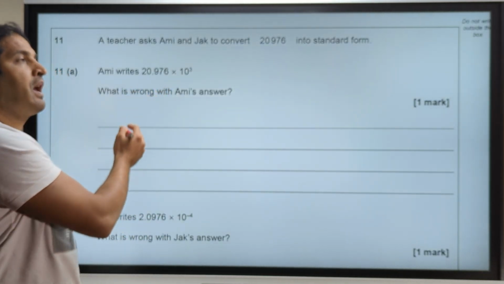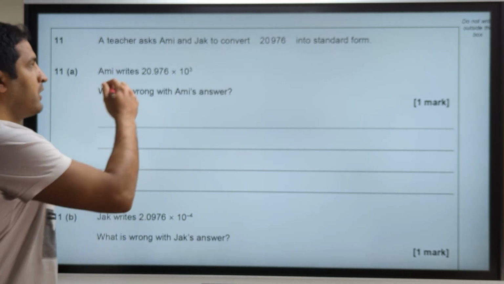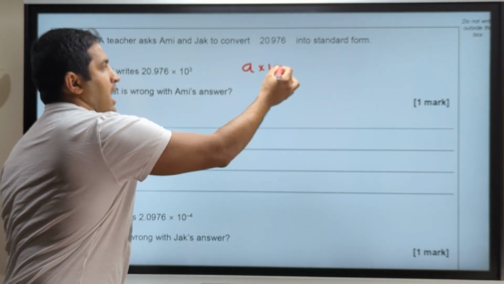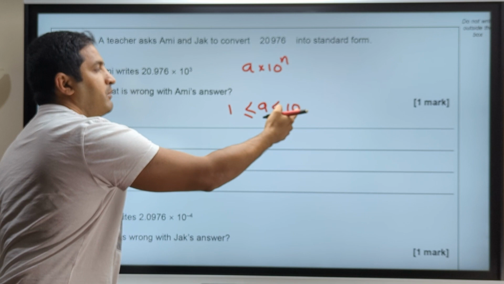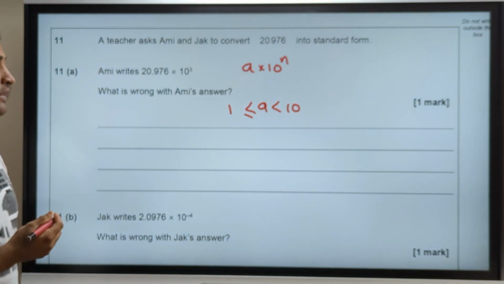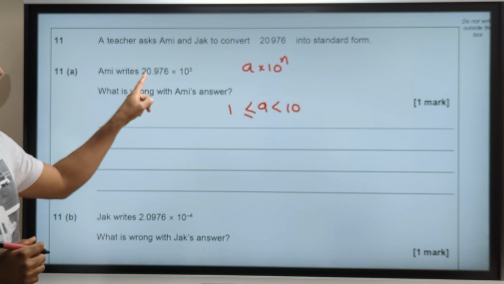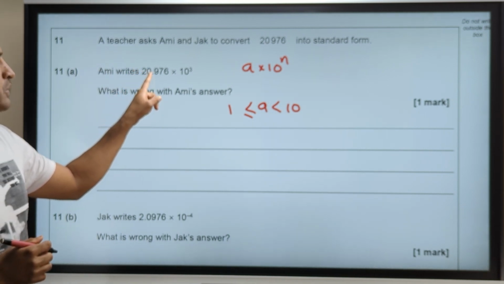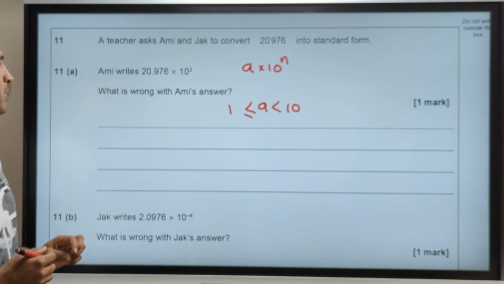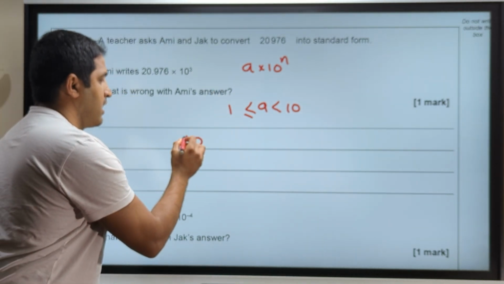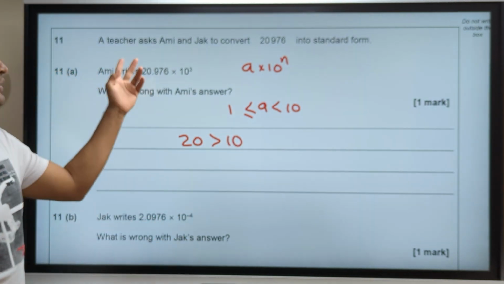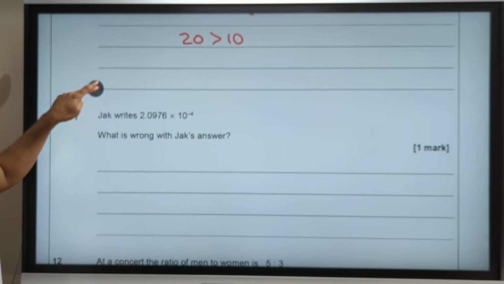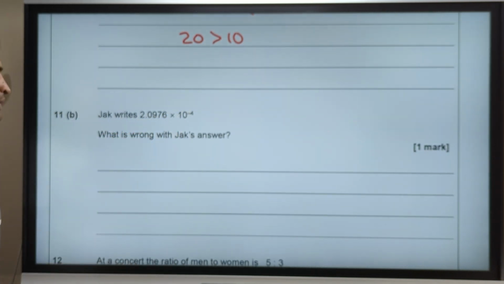Right, straightforward. If you're writing numbers in standard form, your first number A has to be between 1 and 10. So it can be 1, but it cannot be 10 or bigger. Whereas the first number here, where Ami writes 20.96, is bigger than 10. So that's the problem with Ami's answer. 20 is greater than 10, and therefore we can't use that as standard form. Then X writes 2.097 times 10 to the power minus 4.